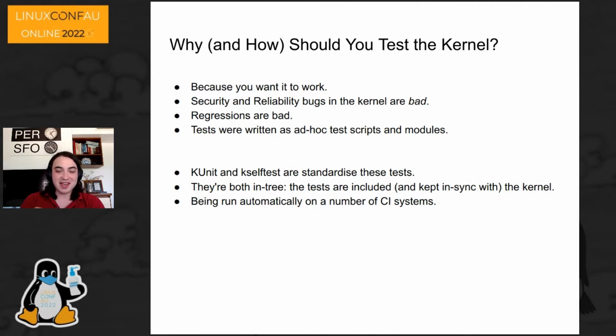The downside is lots of people writing their own tests in their own way ends up with something of a mess. There are lots of tests that each do their own thing. So kselftest and later KUnit are both attempts to standardize these tests. And they're both, as part of being standard, in tree. They're part of the Linux kernel source tree. You go to kernel.org, you download the kernel source, and all of the KUnit and kselftest tests are there in the tarball you downloaded.